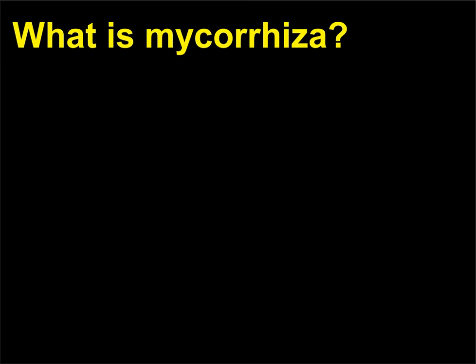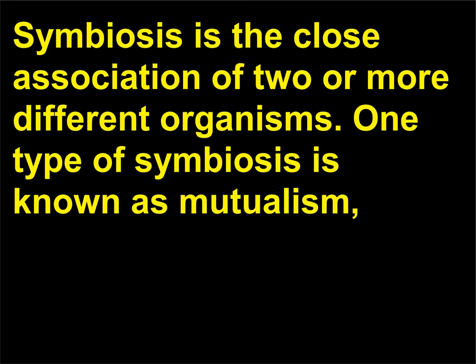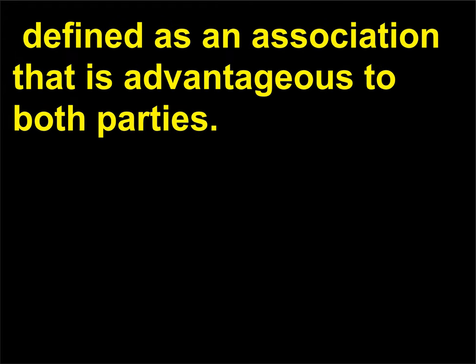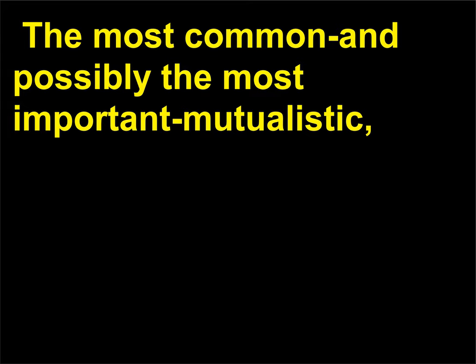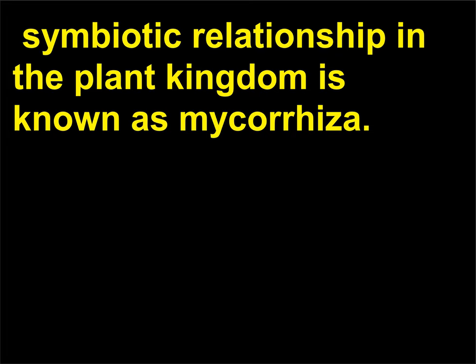What is mycorrhiza? Symbiosis is the close association of two or more different organisms. One type of symbiosis is known as mutualism, defined as an association that is advantageous to both parties. The most common and possibly the most important mutualistic symbiotic relationship in the plant kingdom is known as mycorrhiza.